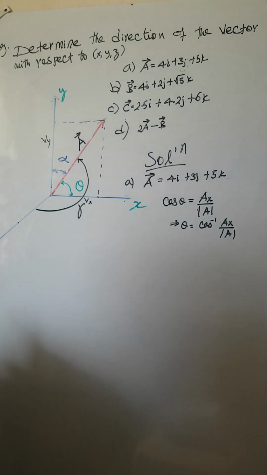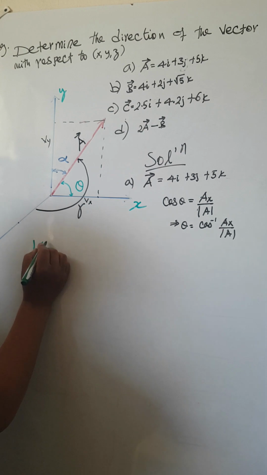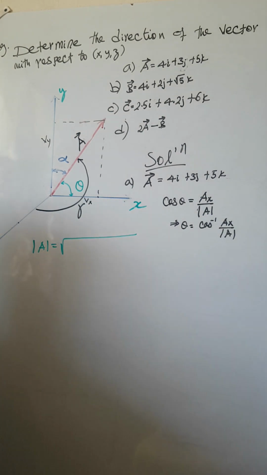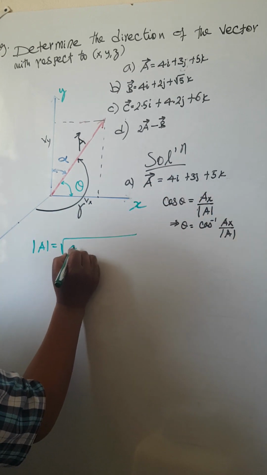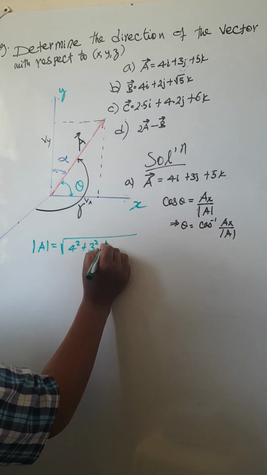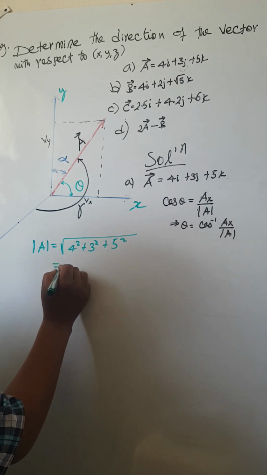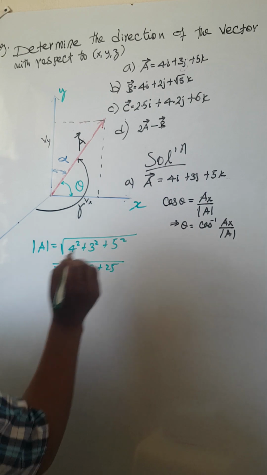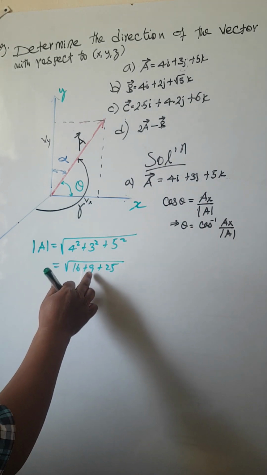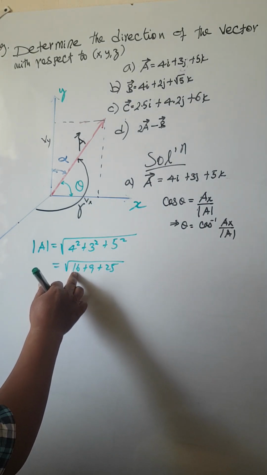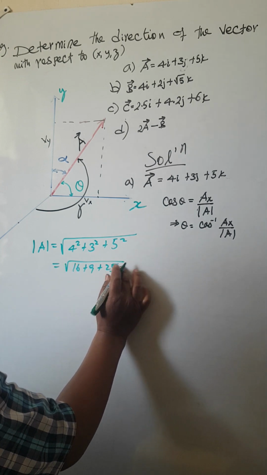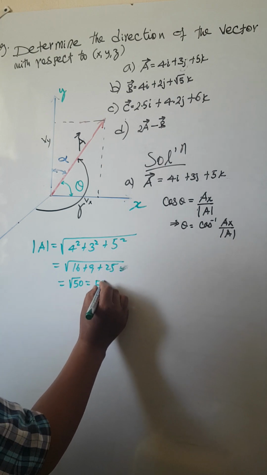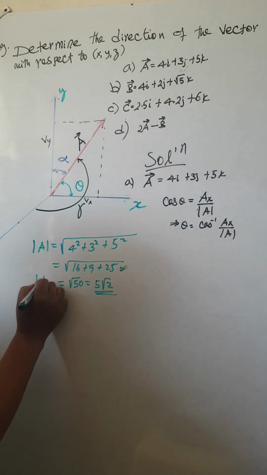Now the magnitude of vector A is the square root of the sum of the squares of each component, that means 4 squared plus 3 squared plus 5 squared. This is equal to the square root of 16 plus 9 plus 25, which is the square root of 50. This is equal to 5 square root 2. This is the magnitude of A.